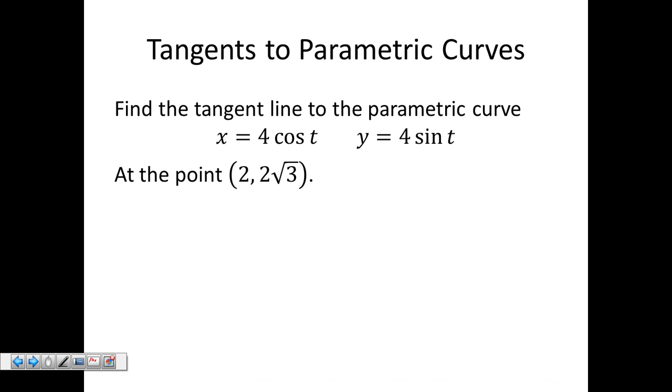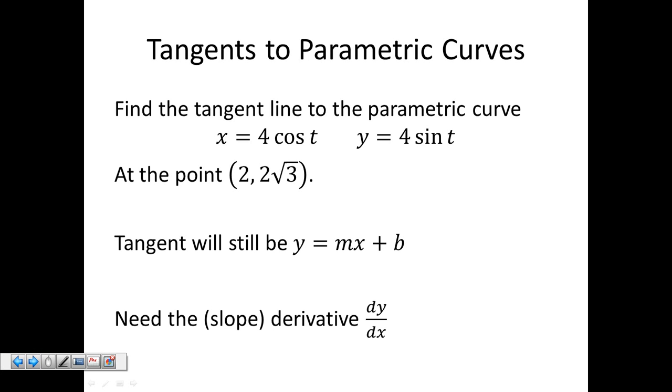Now, if we want to find the tangent to a parametric curve, that is the tangent line, I should say, what I really need to do is find out what point I want that tangent at. I still need to find out what the slope is and everything because I'm still looking for a line in the form y equals mx plus b. How am I going to find that slope? Well, in order to find the slope, we need to find dy over dx. That's a little bit difficult because y is not a function of x.